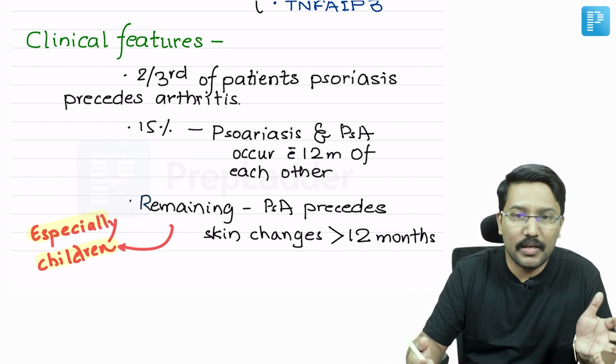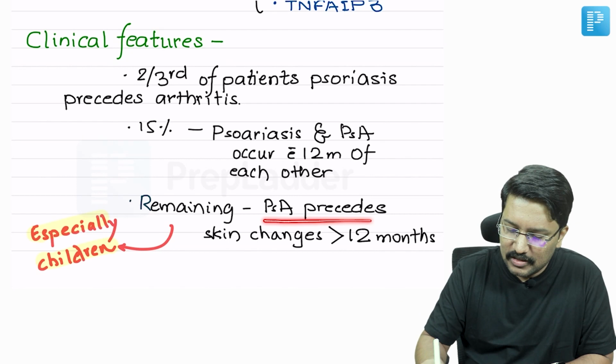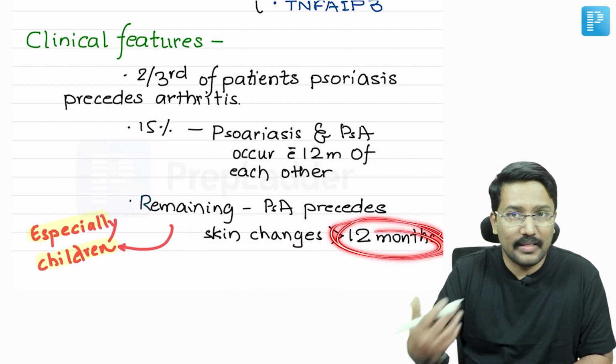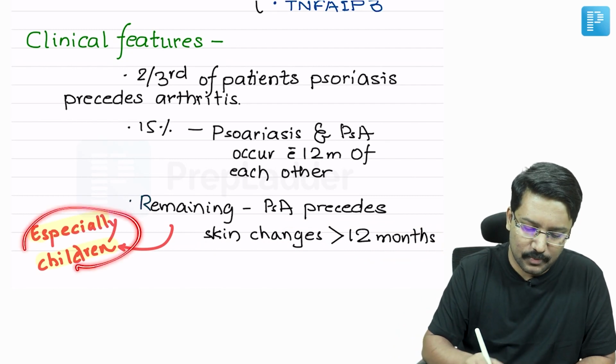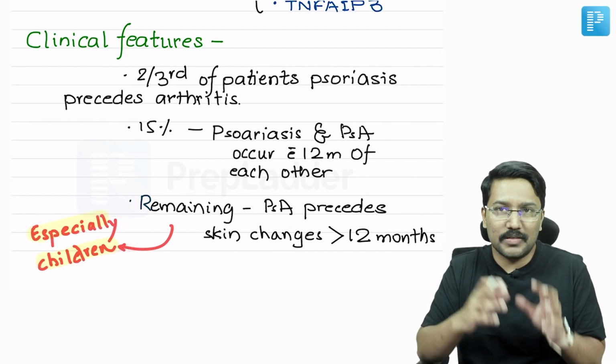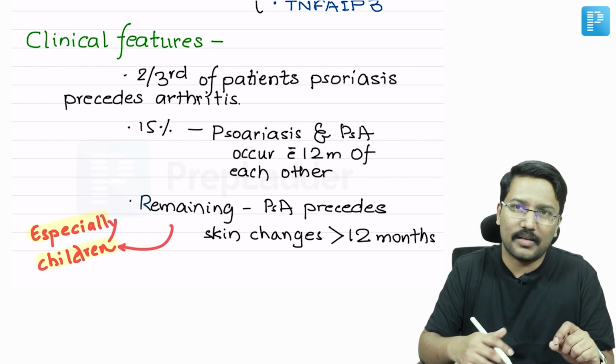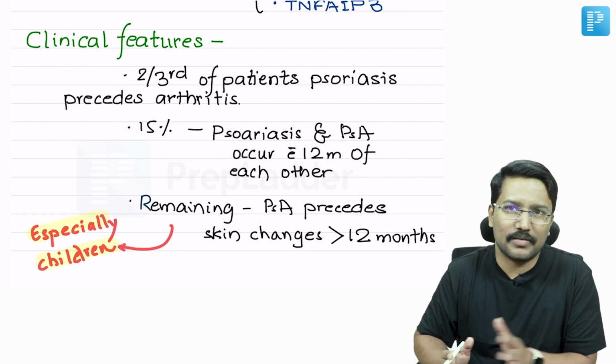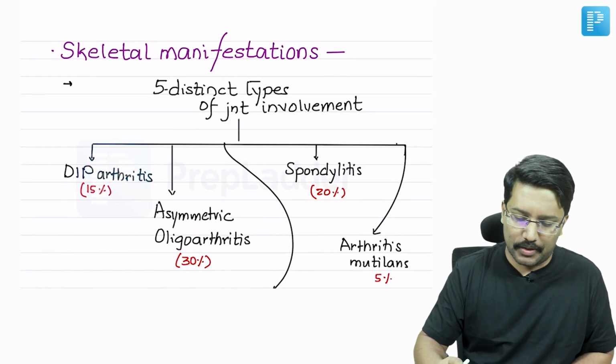On the other hand, in the remaining patients, psoriatic arthritis precedes skin changes by more than 12 months. And this story is more classical of children. So in the pediatric age group, the presentation in the form of psoriatic arthritis preceding the skin changes is more common in comparison to the adult population. I hope you have got the point.